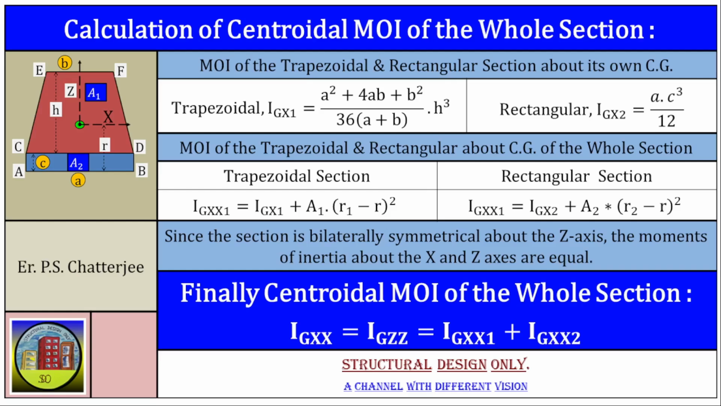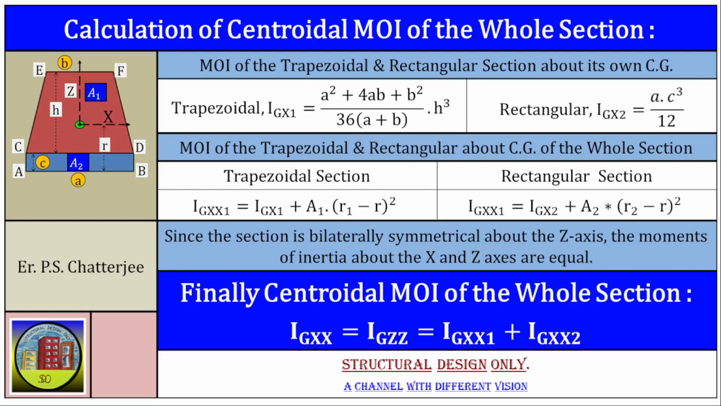The moment of inertia of the trapezoidal section, about its own CG is given by Igx1 equals to, A square plus 4AB plus B square, into H cubed by 36 into, A plus B. The moment of inertia of the rectangular section, about its own CG is given by Igx2 equals to, A into C cube, by 12.